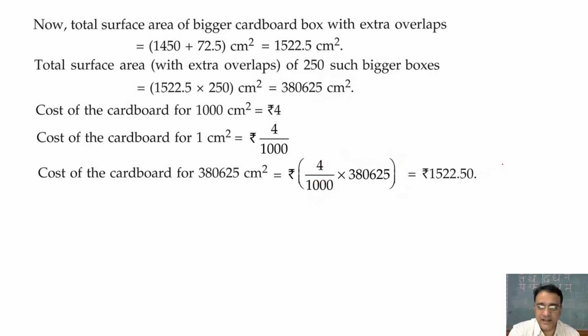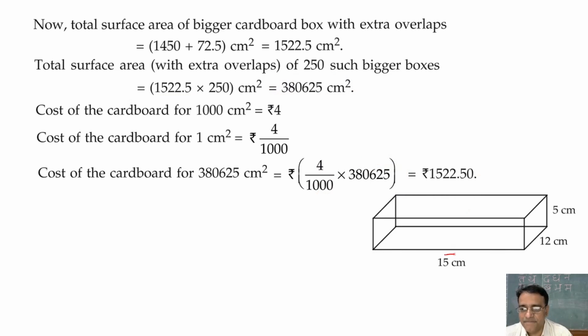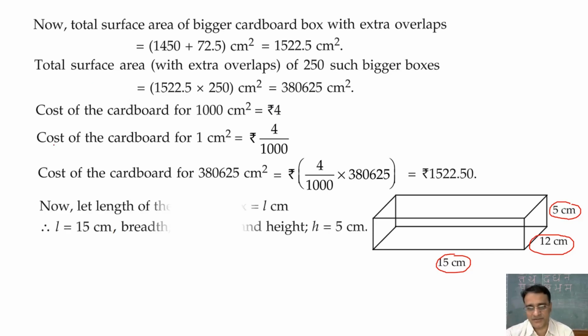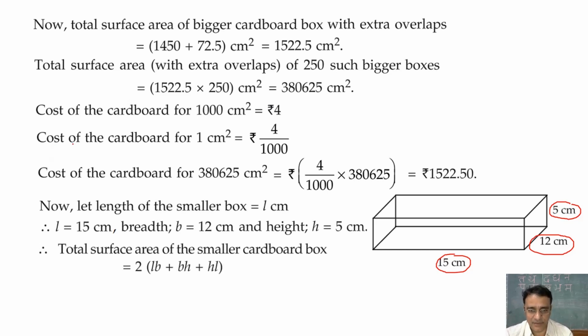So let us make a rough diagram. This is the smaller box. Length is 15 centimeter, breadth is 12 centimeter, and height is 5 centimeter. Like we did for the bigger box, the same process we will apply for the smaller box. So first we will find the total surface area of one box by using this formula.